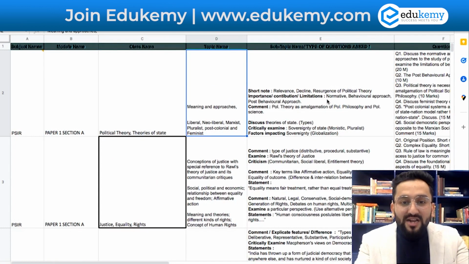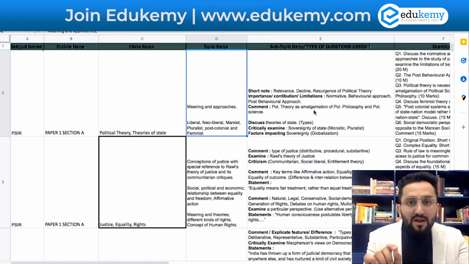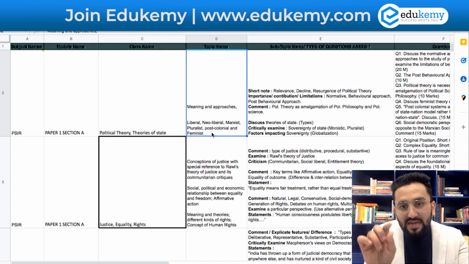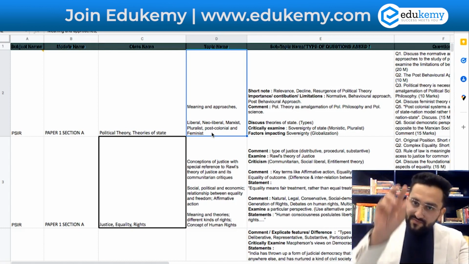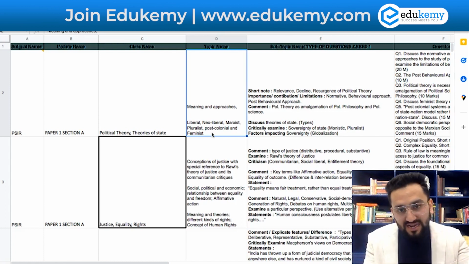The point of sharing this screen is that from every unit in your PSIR Optional, there are some themes which are repeated. For example, discuss theories of the state. We know these are the key pillars, or key ideas, which talk about the theory of the state from different angles. So our content should be aligned: if a question is asked on discuss, these are the points. This is going to be the standard template of our expression.